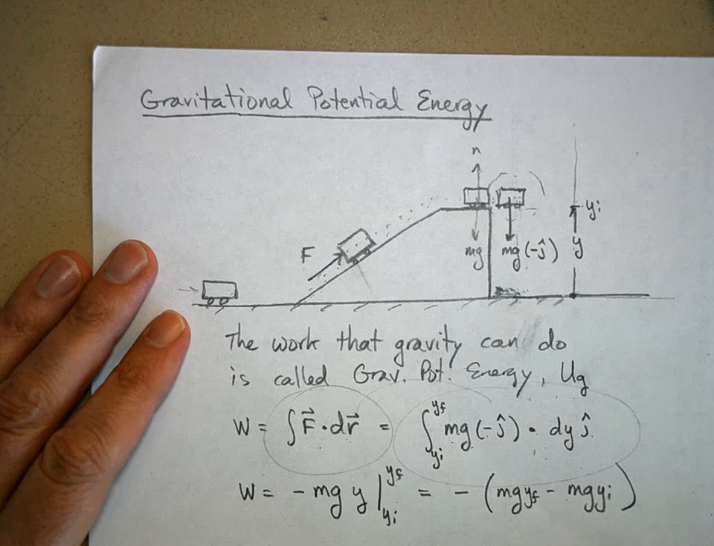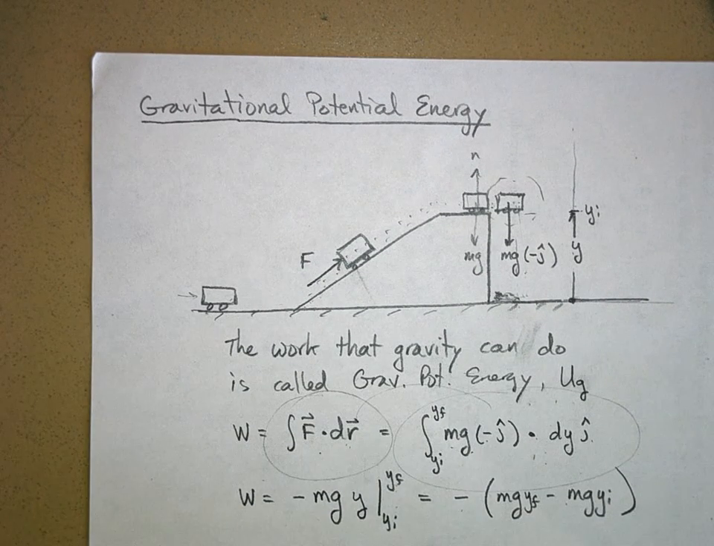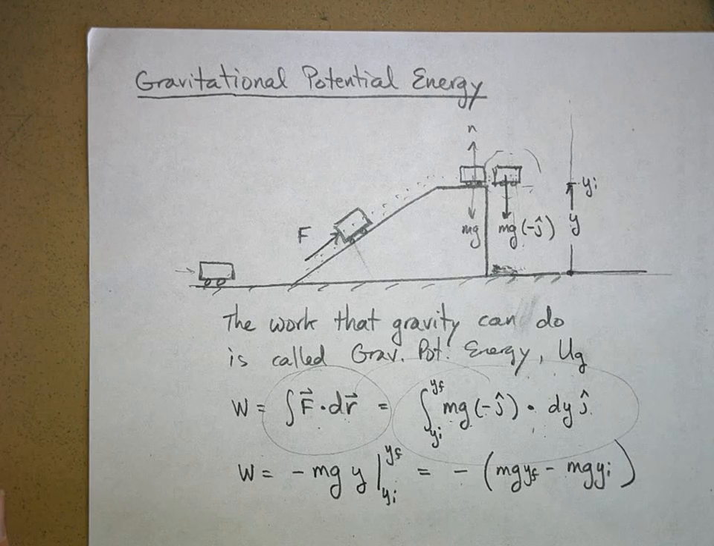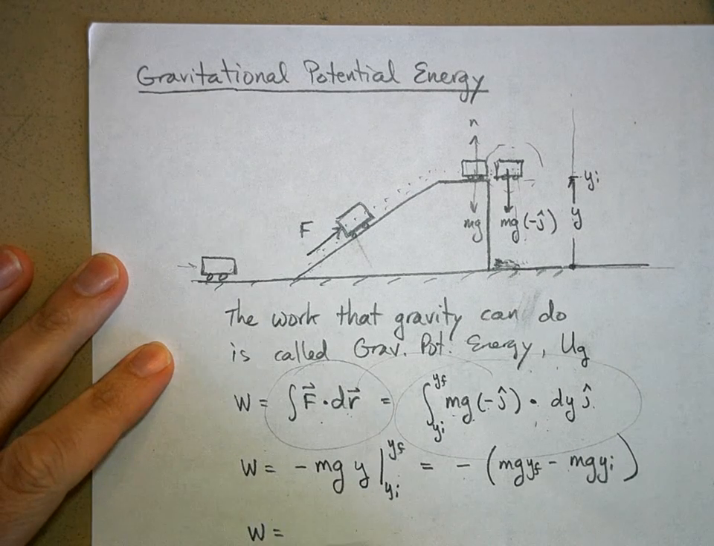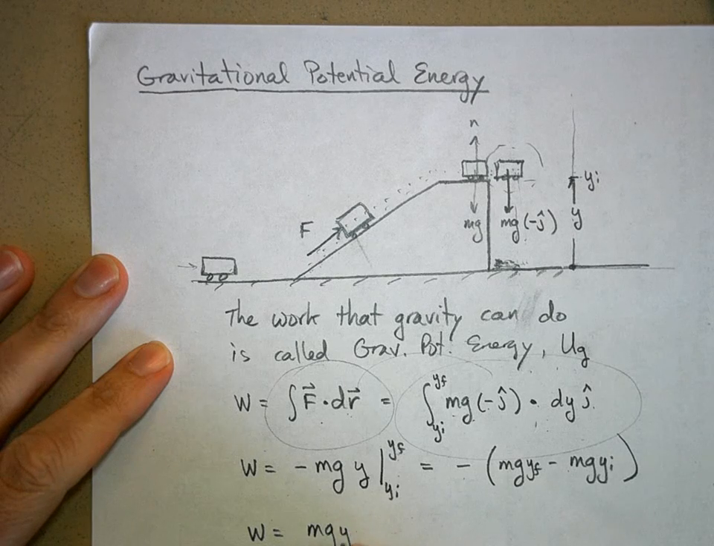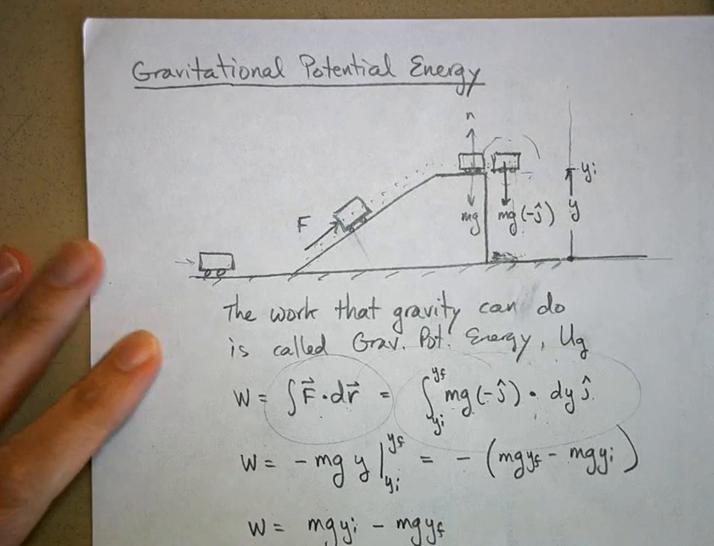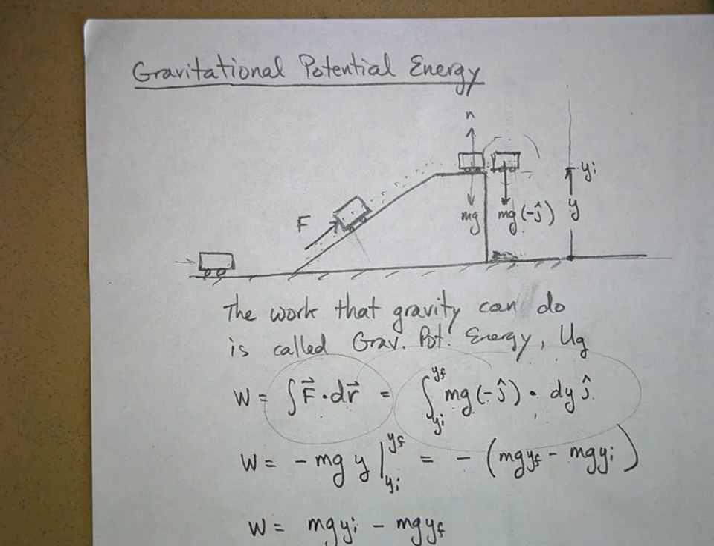Okay? Well, I got a negative, and then I got a subtraction here. And so I can just switch the order of this if I wanted. The work done by gravity is going to be mg y initial minus mg y final. And these get switched because our gravity is in the negative direction, but we're saying our delta y, our dy, is in the positive direction.